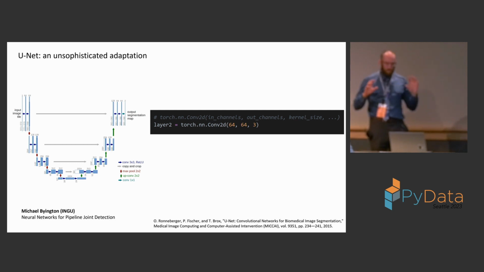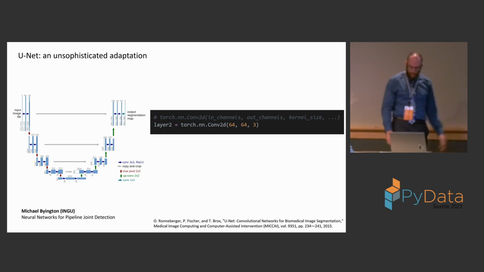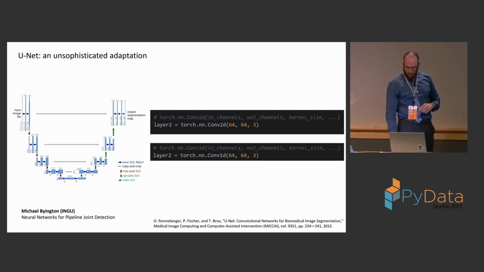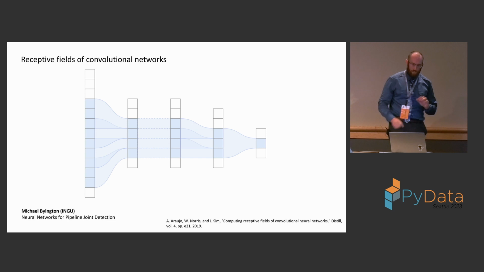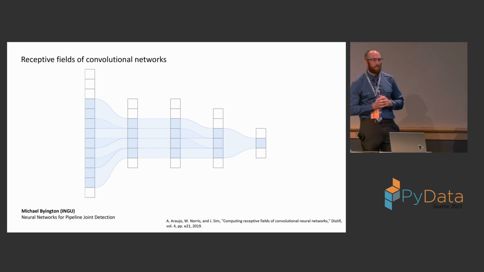Unfortunately, there's a couple small complications. If you take this network as it's written and you convert all the two-dimensional convolutions to one-dimensional convolutions, nothing works. The network doesn't train. And the reason it doesn't train is because there's a concept in convolutional neural networks called a receptive field. When you have fully connected layers, this doesn't apply.